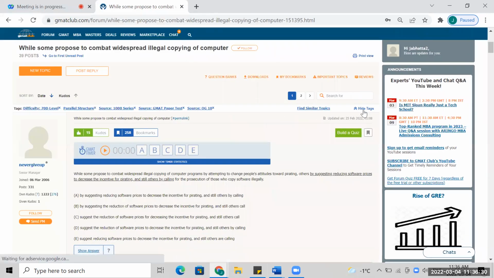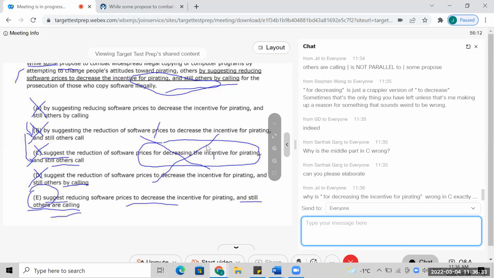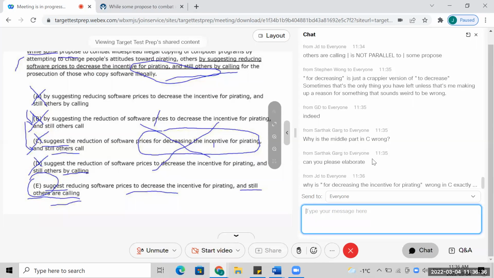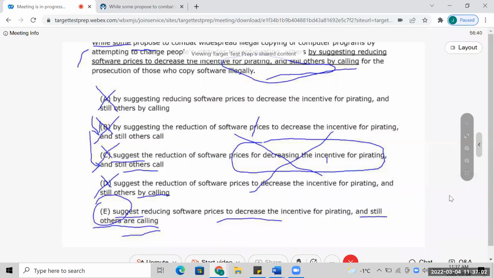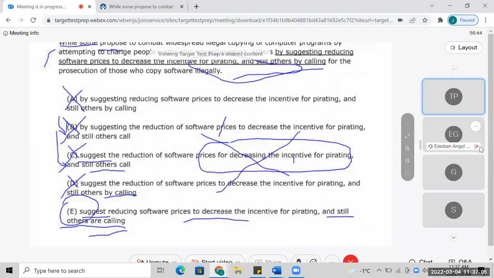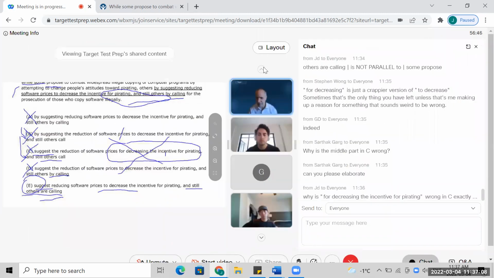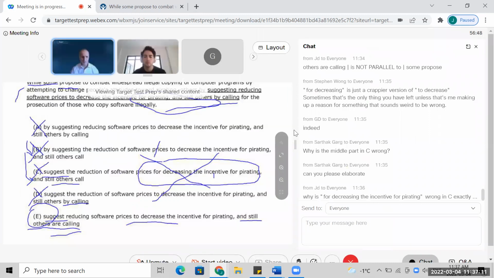Now the next question is a little different from these other ones. Sometimes they do what I call sneaky parallelism. In the 2 questions we've seen so far, parallelism has been front and center. But they don't always do it that way. They don't always put the parallelism front and center. Sometimes they hide it, and we have to pick up on it. So we'll be looking at choices and get faked out and think we're good. And then all of a sudden, at the end of the choice or somewhere, they hide a little bit of parallelism. But before we see that, why is "for decreasing the incentive for pirating" wrong at C?